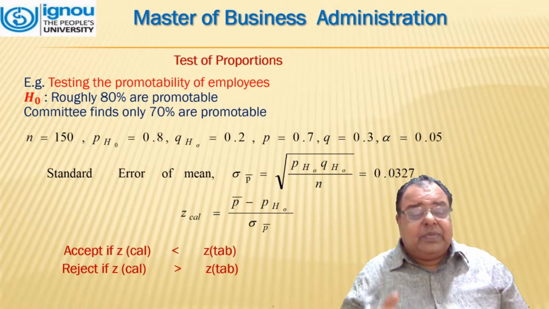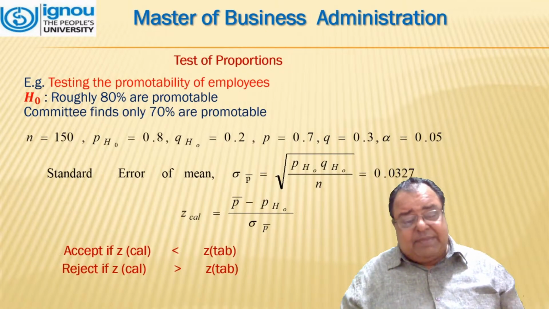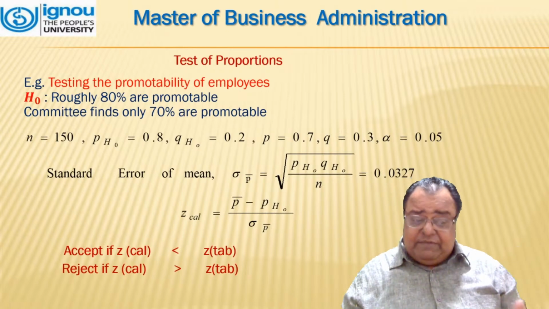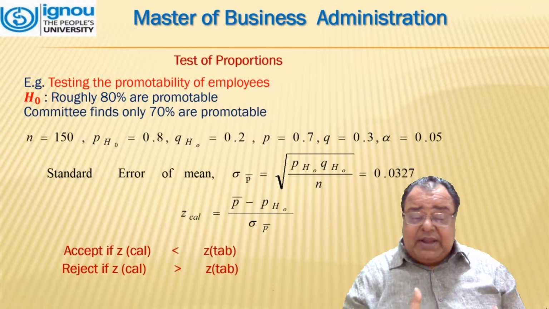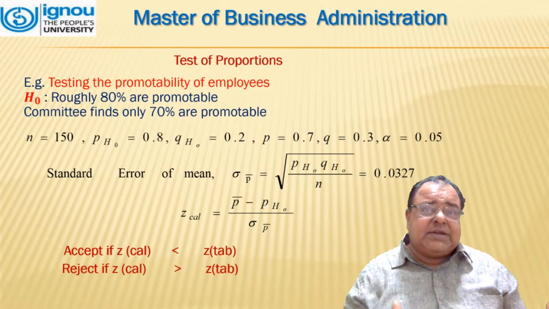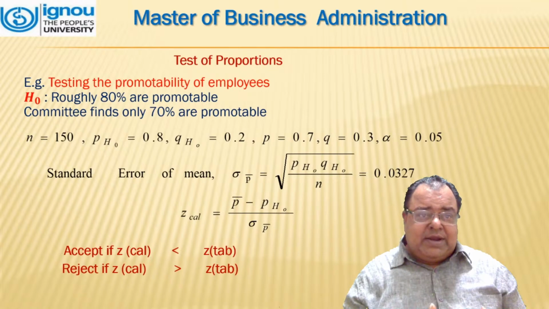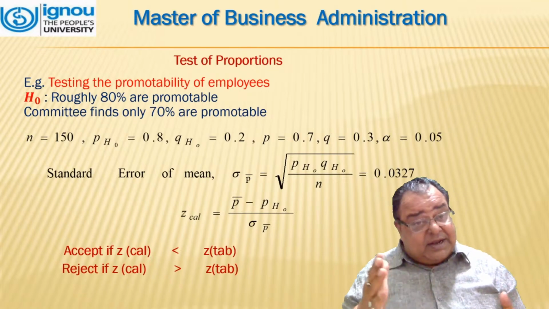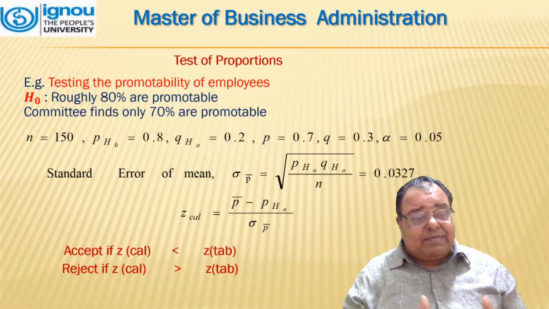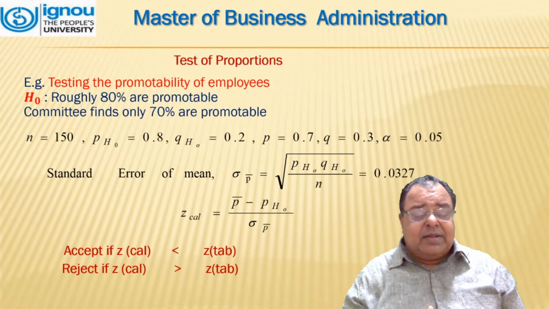If Z calculated is less than Z tabular, we will accept the hypothesis. And if Z calculated is greater than Z tabular, we have to reject the hypothesis. Or in a nutshell, we can say that under any condition, if Z calculated is less than the tabular value, we have to accept the hypothesis, and if Z calculated is greater than Z tabular, it has to be rejected. So with this, we will be concluding today's session.